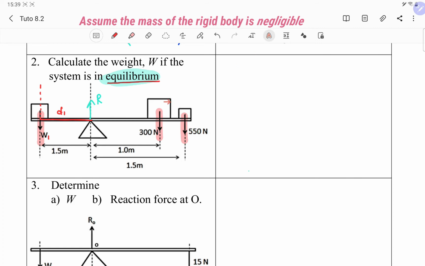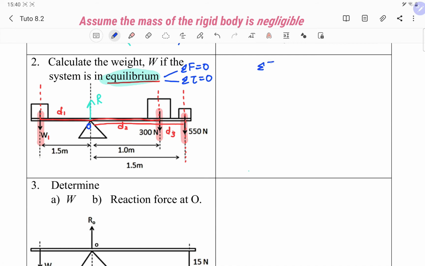Then for the weight 300 Newton, this is the line of action, 90 degrees from the line to the point of rotation. So this is D2. And then the same for the 500 Newton. This is the line of action. From the line of action, 90 degrees to the point of rotation, so this is D3. From the word equilibrium, we know that summation of F equals 0 and summation of torque equals 0. So let's say this is the point of rotation at the pivot.